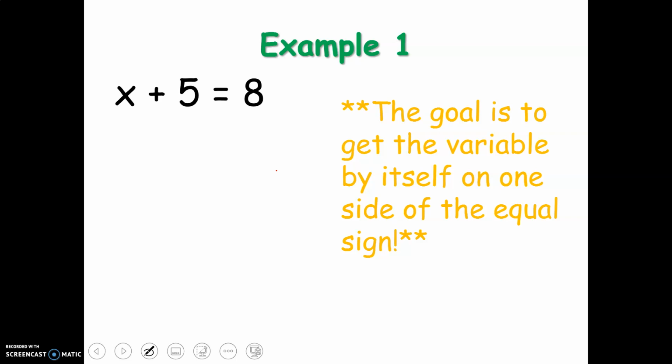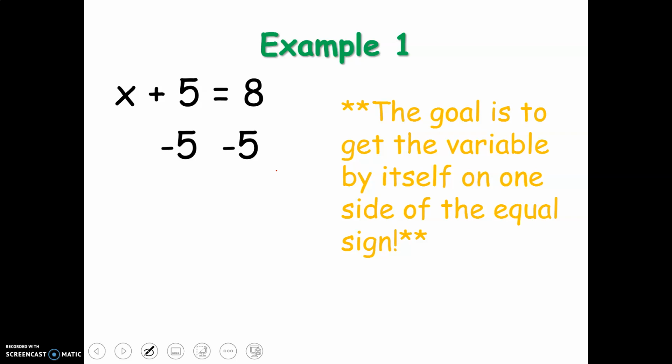Example 1. x plus 5 equals 8. The goal of this problem is to get the variable by itself on one side of the equal sign. Think of the equal sign like a dividing wall between the problem. In order to get x by itself, we are going to remove 5 from the same side of the equation as x. Doing so, we must do it on both sides, because equations serve as a type of balanced scale.